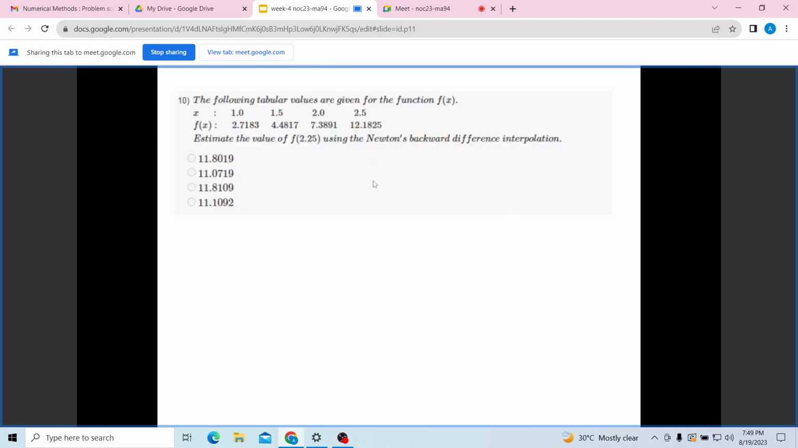Question number 10: the following tabular values are given for the function f of x. For x equal to 1.0, f of x is 2.7183. For 1.5, you have been given 4.48. Then for 2.0, 7.38. Then for 2.5, you will be getting 12.185. You have to estimate the value of f of 2.25 using Newton's backward difference interpolation. So just use Newton's backward difference interpolation and find the value of the function at 2.25.